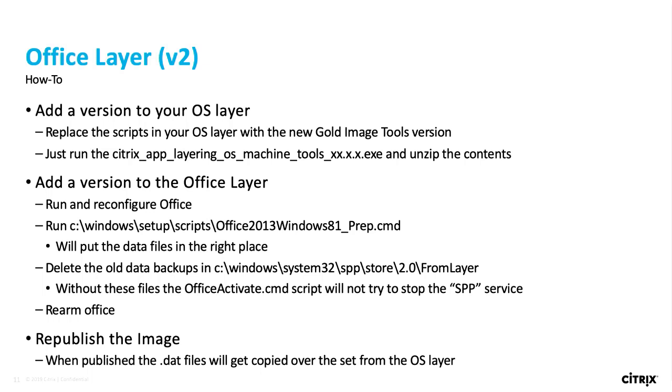And the last thing you want to do in this process is rearm Office again, which you don't normally have to do when you add a version, but because you ran it to change those files, you want to rearm it to make sure it gets rearmed, right? So it's not really tough. You do that, save the layer, and when you republish the image, you'll have this much more reliable mechanism to get Office activated than what you had before.